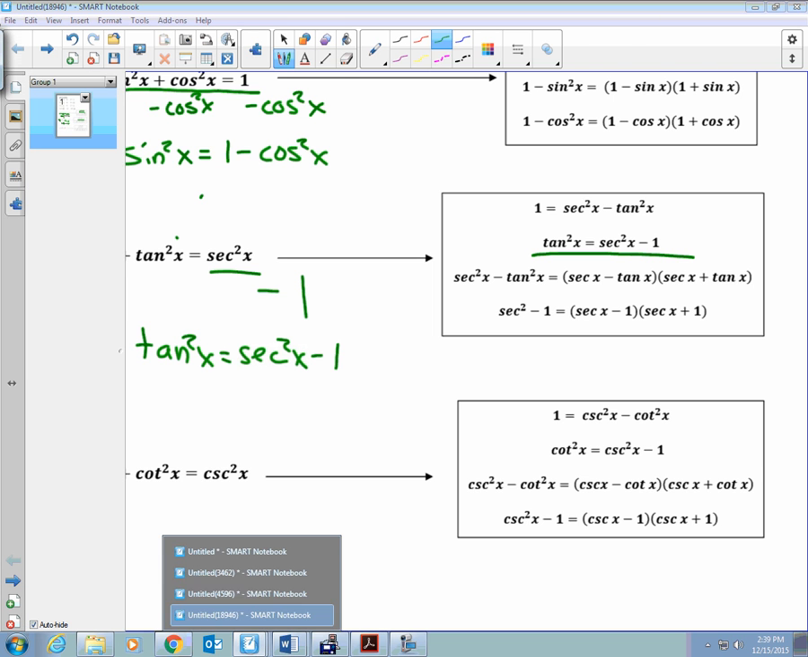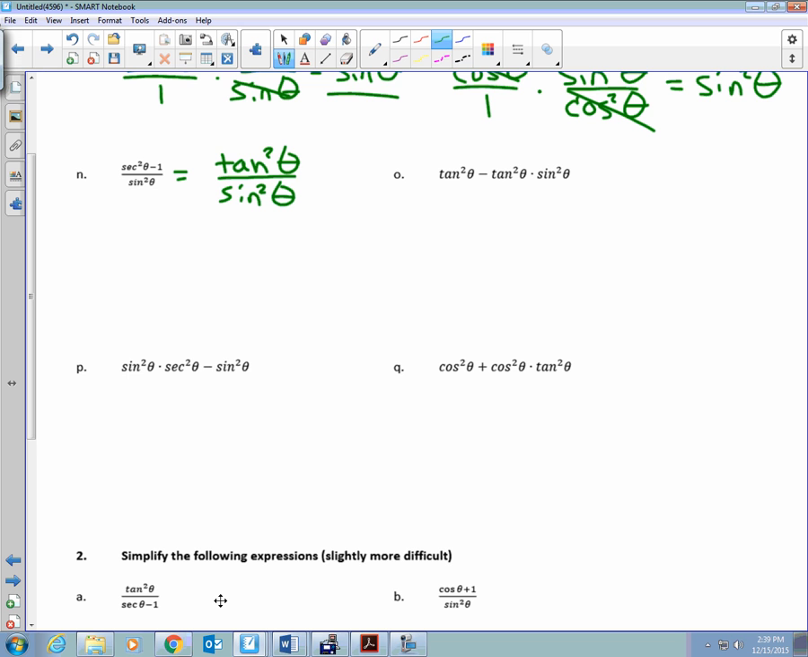So let's go to that problem. Tangent squared I can rewrite as sine squared of theta over cosine squared of theta, over sine squared of theta over 1. How do I divide the fractions?